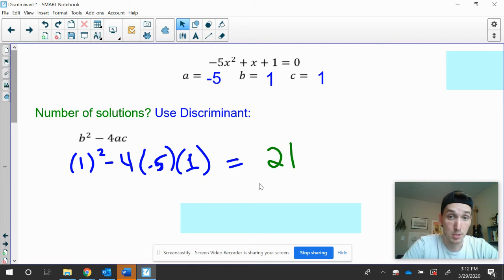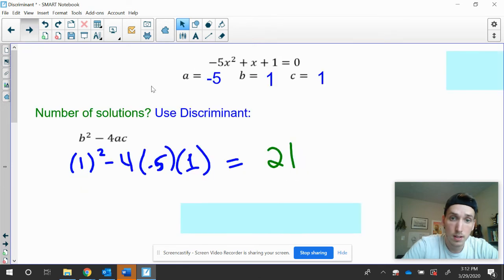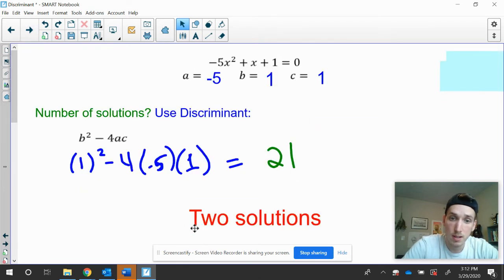And remember, we had 3 options. Positive discriminant, negative discriminant, discriminant of 0. So when it was 0, we had one solution. What does it mean that we have a positive discriminant? Let's go back and look at our table. When the discriminant is positive, that means what? 2 real solutions. It means it's going to cross the x-axis twice in this case, right? So positive discriminant, 2 solutions.